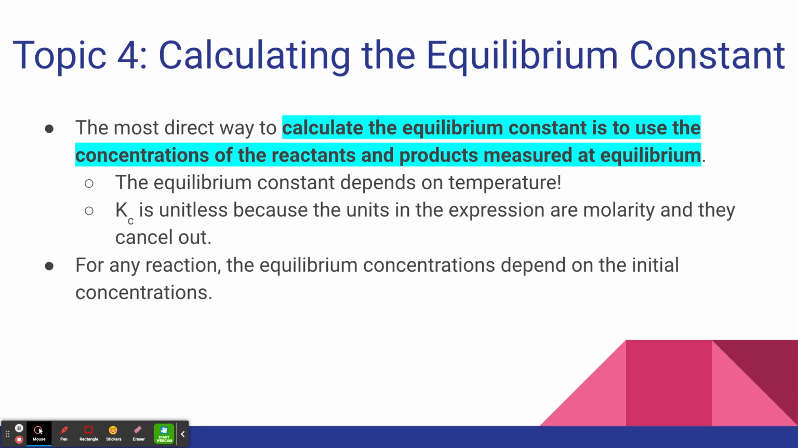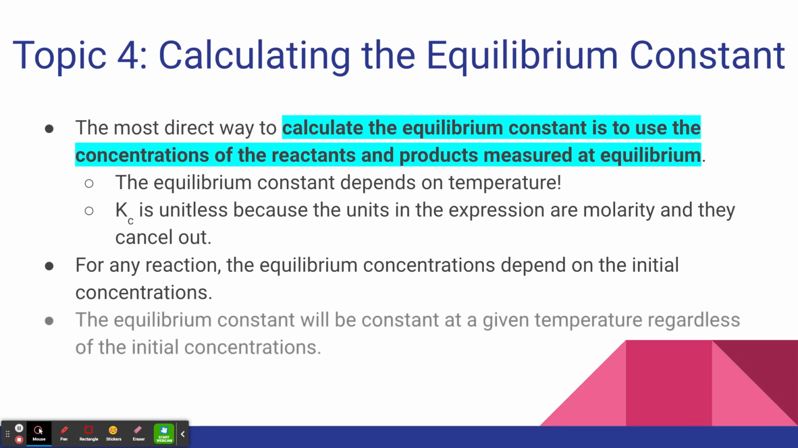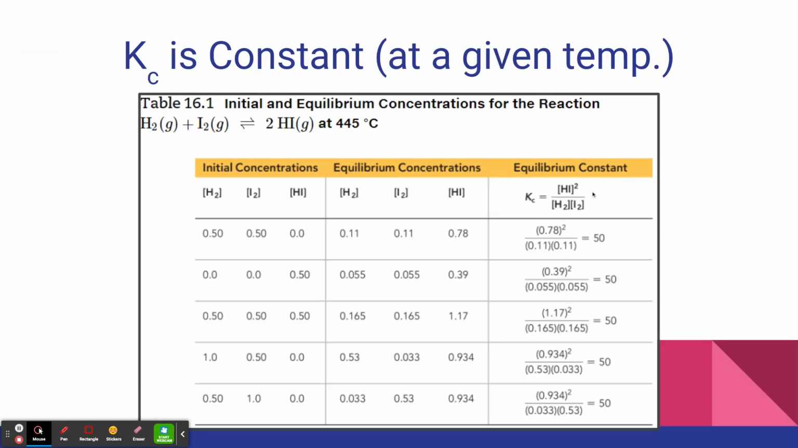For any reaction, the equilibrium concentrations depend on the initial concentrations. That's important. And then the equilibrium constant itself is constant at a given temperature, regardless of those initial concentrations. So let's take a look at that in a little bit more detail.